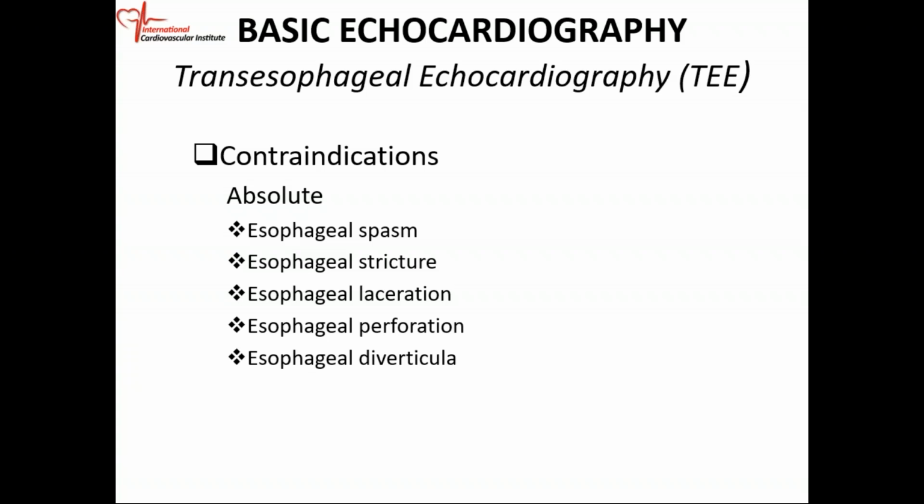Esophageal laceration, you don't want to do a transesophageal echo. Esophageal perforation, if they have a tumor or you suspect esophageal perforation, you definitely don't want to do it. And then esophageal diverticula, it's basically an outpouching in the esophagus, like a little sac. You don't want to do a transesophageal echo in those patients because the probe can go into that outpouching and rupture it. So you don't want to do it.